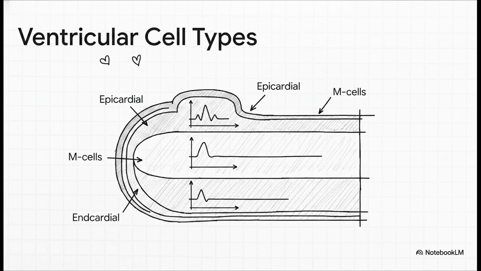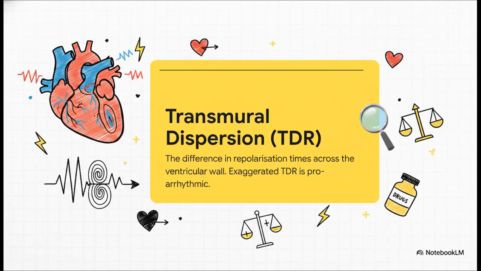Now, the key difference between them is the duration of their action potentials. It turns out M cells have fewer repolarizing potassium currents, which means their phase 3 is slower and their overall action potential is significantly longer than the other 2 cell types. Okay, so here is the crucial point. This difference in repolarization timing across the ventricular wall has a name. It's called transmural dispersion of repolarization, or TDR. Now, a certain degree of TDR is perfectly normal. It actually contributes to the T wave on the ECG.